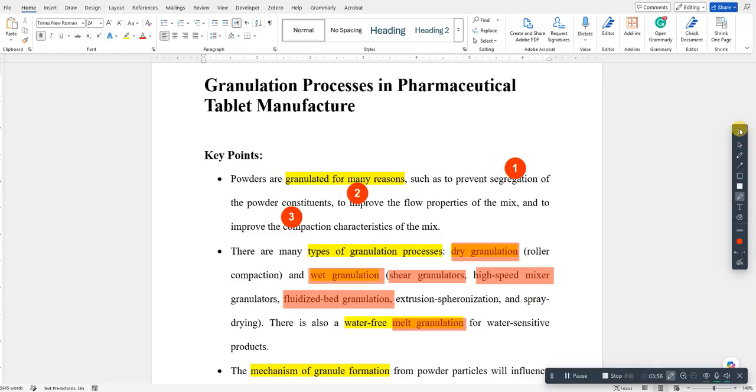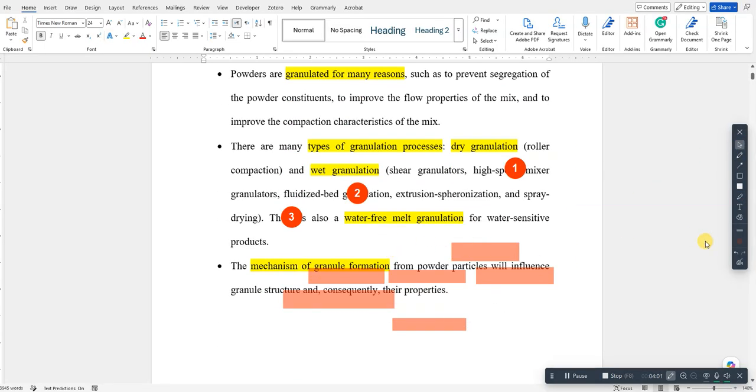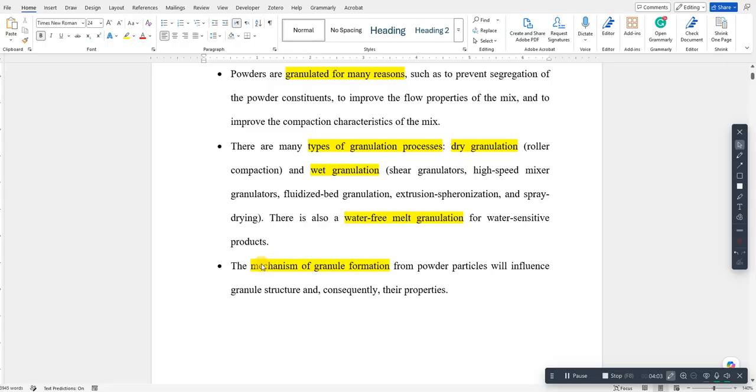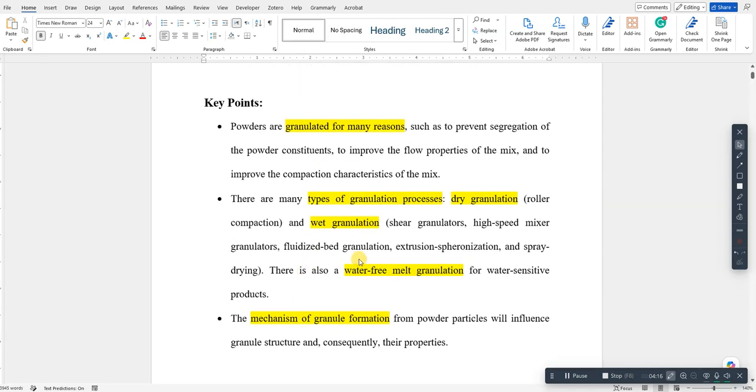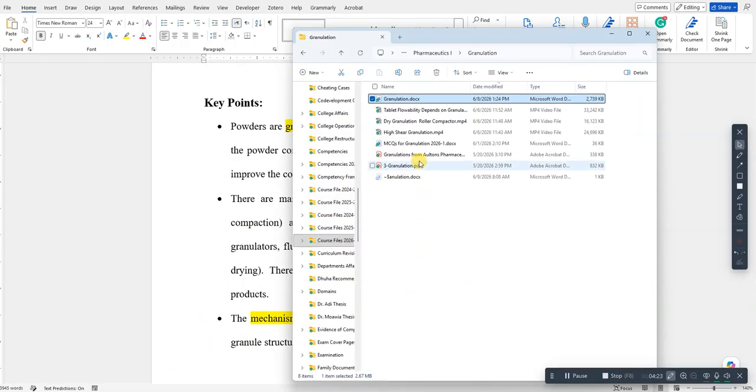Also, you need to know the mechanism by which granules form, what influences the granule structure, and therefore their properties, what makes them compressible. Okay, now what we talked about here, except the last point, you will see them summarized in the following video, so please pay attention to the following video.